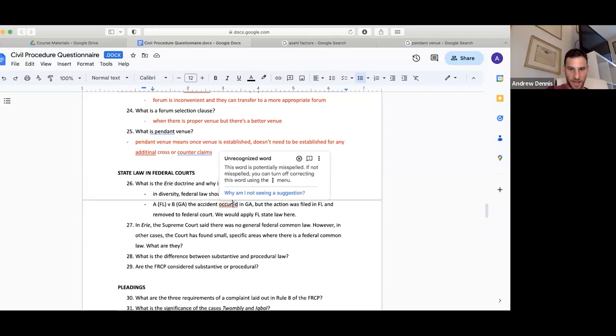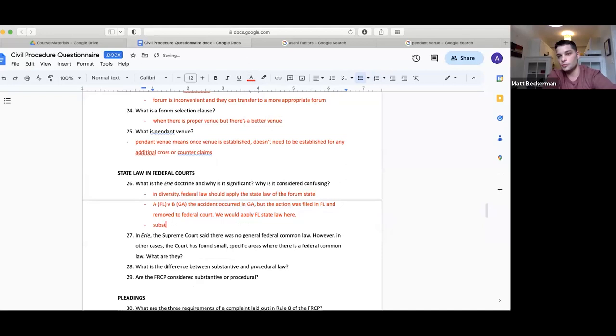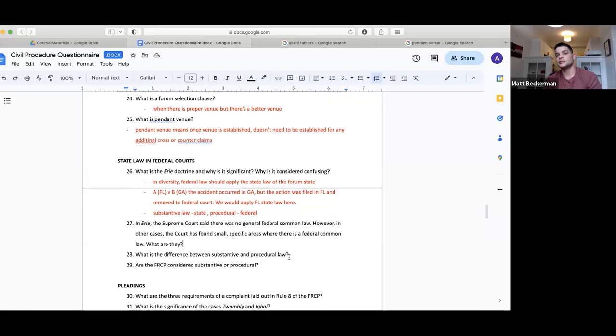The reason people hate Erie is because it makes this distinction between substantive and procedural law that isn't always clear. There's not really a definition. Substantive are things that affect rights and procedural are not. When you have a federal question jurisdiction case, you apply federal procedural and federal substantive law. That's clear. And then when you have a diversity case, you apply federal procedural law, but state substantive law of whatever forum state the federal court is sitting in.